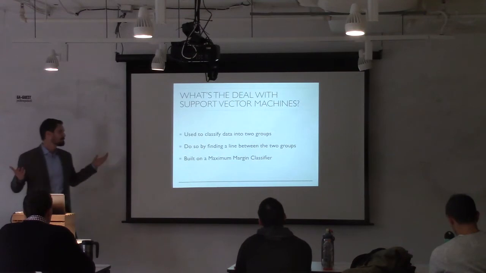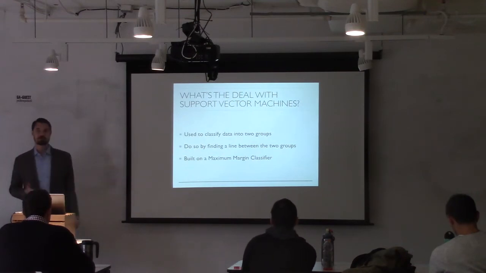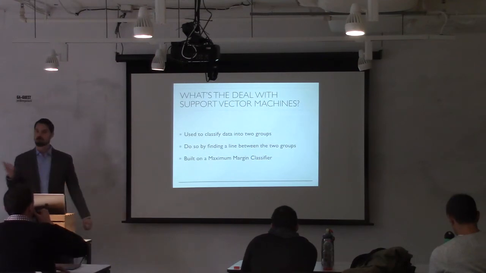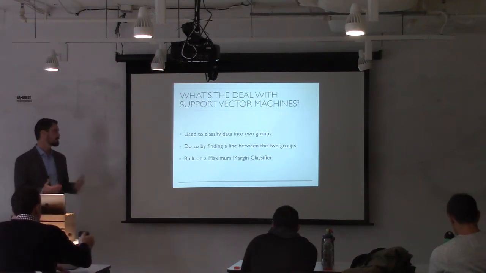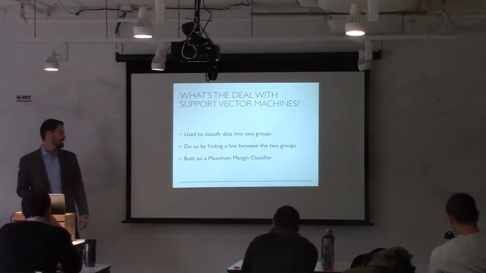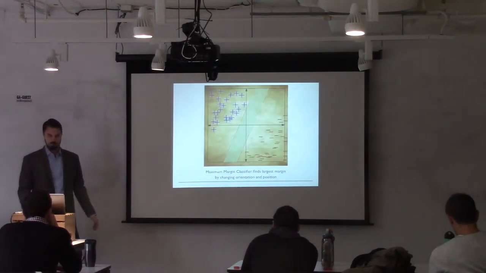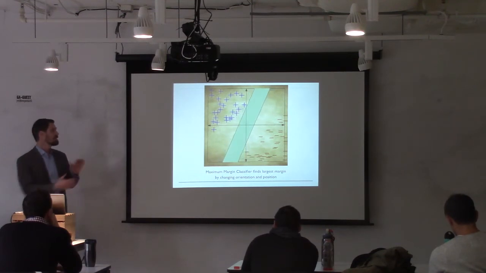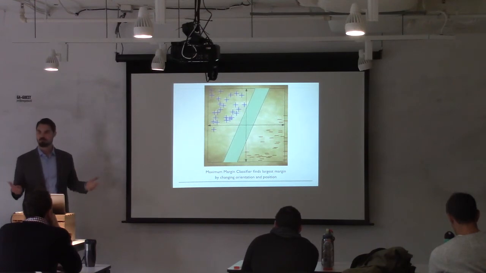So, really simply, support vector machines are used to classify data into two groups, and it does so by finding a line between the two groups. It can work in multiple dimensions, and so that would be a plane or a hyperplane in higher dimensions. But it is built on this idea of the maximum margin classifier. This is basically the algorithm that the computer will be using to increase or decrease the margin, and rotate it and move it between the two classes in order to find the largest gap.